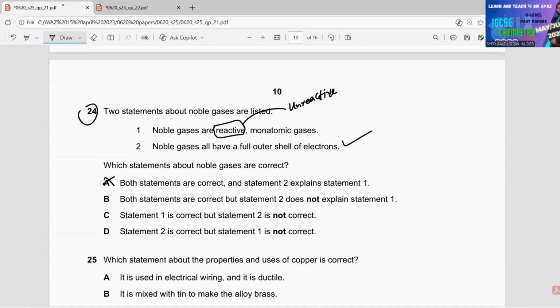Both statements are correct. No need to read further. This is incorrect. B is incorrect. Either C is correct or D is correct. Statement 1 is correct, but statement 2 is not correct. This is wrong. D must be the right answer, because statement 2 is correct, but statement 1 is not correct. They are unreactive monatomic gases.